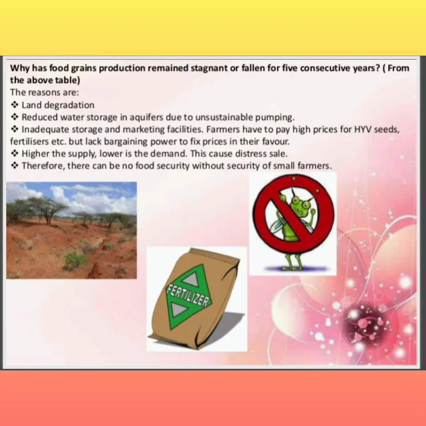Now there is a very important question that arises: why has food grain production remained stagnant in some cases or fallen for five consecutive years, if we talk about the coarse grains? The reasons can be land degradation, reduced water storage in aquifers, or unsustainable pumping. Also, a very important cause of stagnant or fallen production of the various food grains can be inadequate storage and marketing facilities for those crops, and the farmers who have to pay high prices for HYV, or high yielding variety, seeds and fertilizers lack bargaining power to fix the prices in their favor.